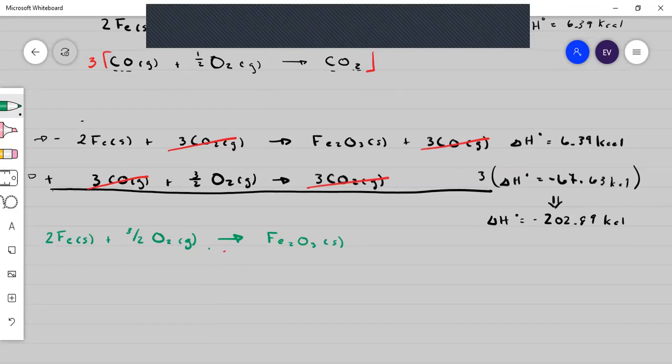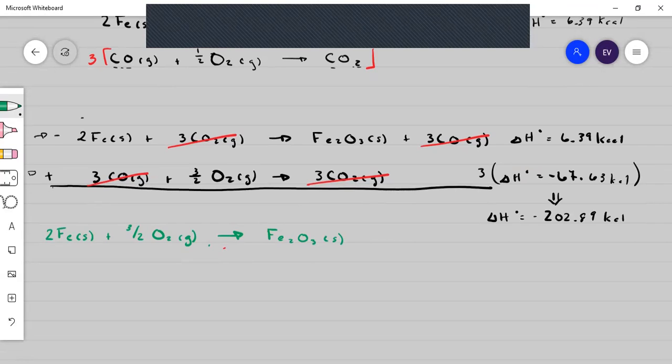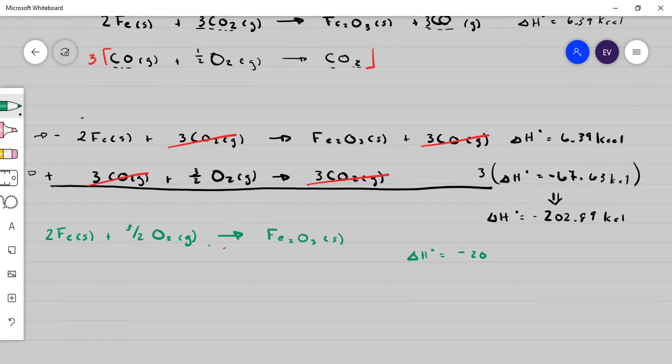So now we figured out that reaction. Now let's calculate the amount of the energy of formation, right? So to calculate the total heat of formation, I take negative 202.89 kilocalories, and then I add that to 6.39 kilocalories. All right, and I should end up with a total heat of formation of negative 196.5.